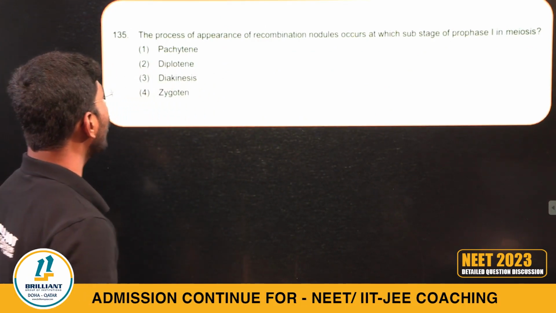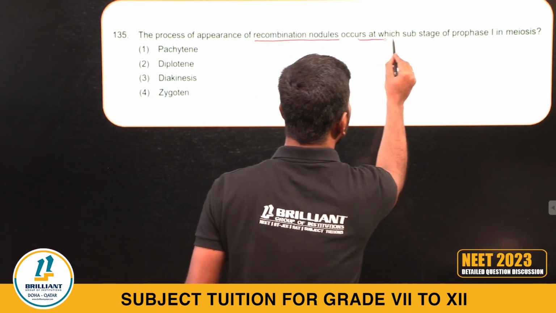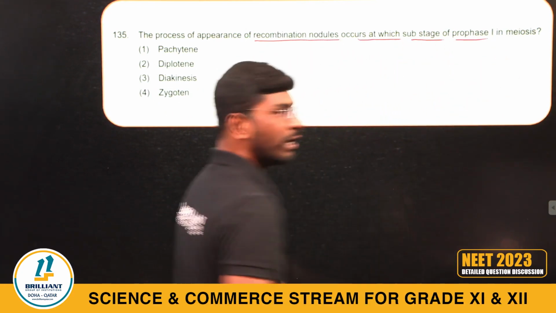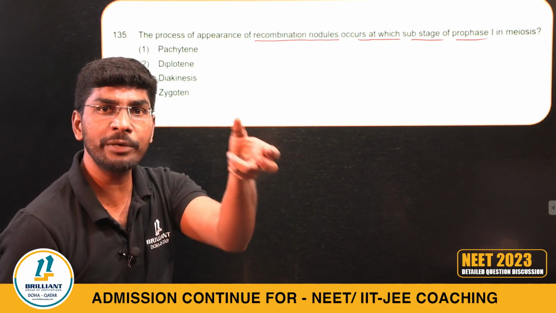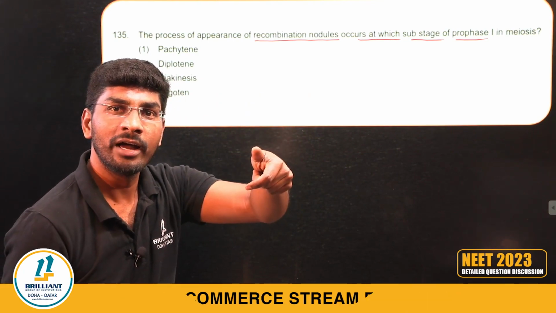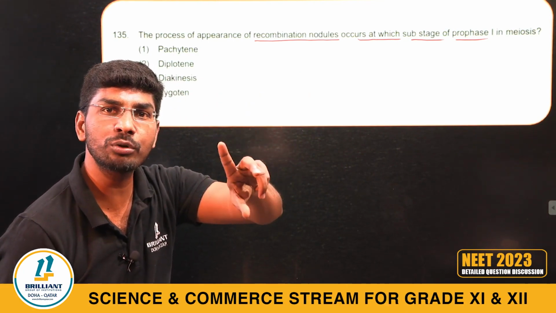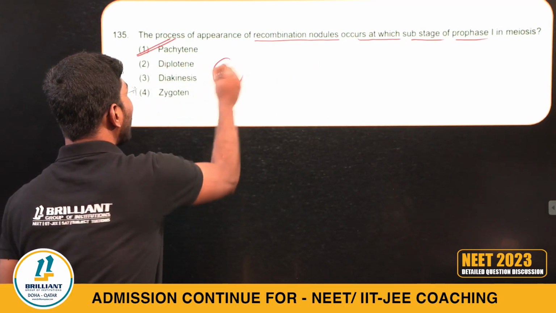135. The process of appearance of recombination nodule occurs at a substage of prophase 1. Second question of the cell cycle and cell division chapter. Simple. Recombination nodule, crossing over, recombinase enzyme, exchanging of genetic material between these 2. Pachytene. So the answer is what? Tell me. Pachytene, prophase 1.